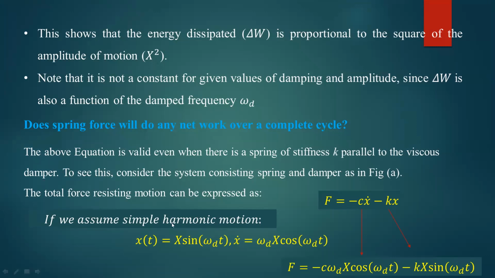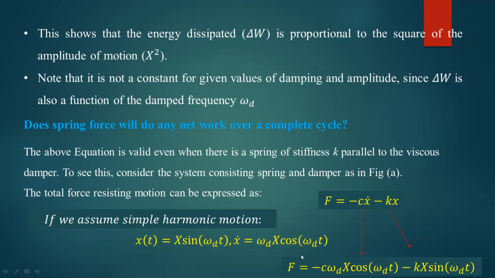Assume that the simple harmonic motion equation is considered. So x of t is equal to X sine omega_d t, and x dot of t, the first derivative of x of t, is equal to omega_d X cos omega_d t. So this is the equation.